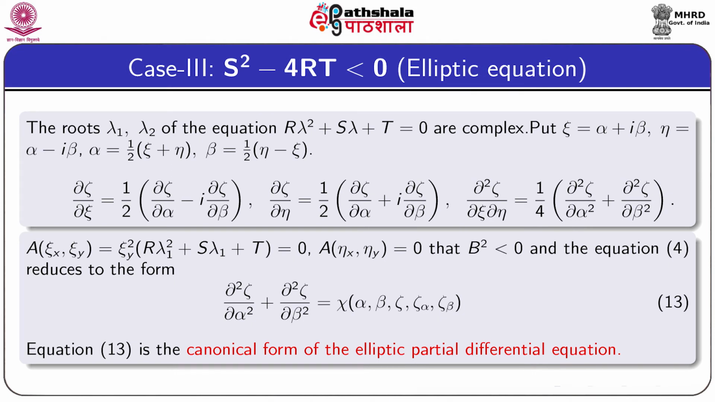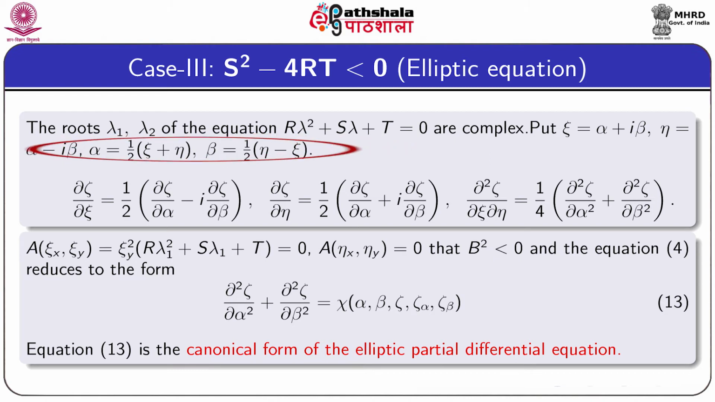Now, I shall discuss the elliptic case where a square minus 4RT is less than 0. For this case, the quadratic equation r lambda square plus s lambda plus t equals 0 has complex roots. Let those two roots be xi equals alpha plus i beta and eta equals alpha minus i beta. To get the normal form, for this case we need another transformation from xi eta to alpha beta.